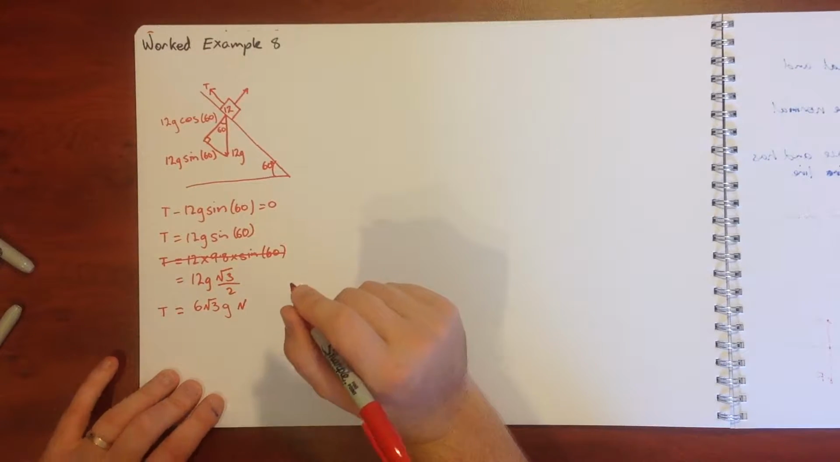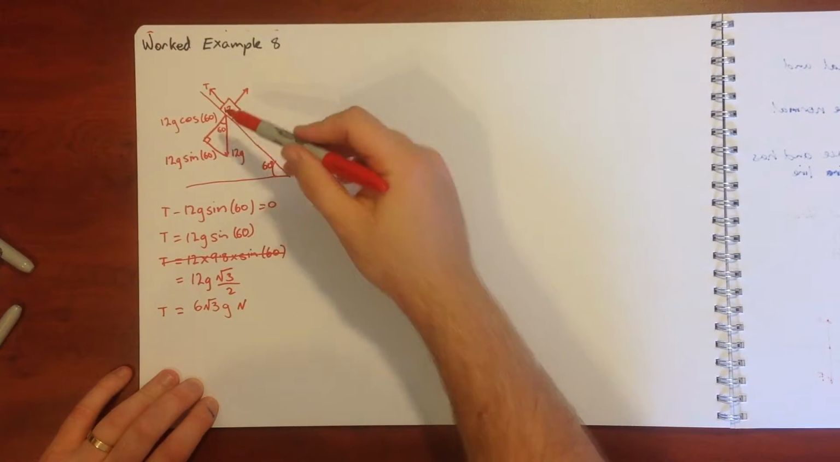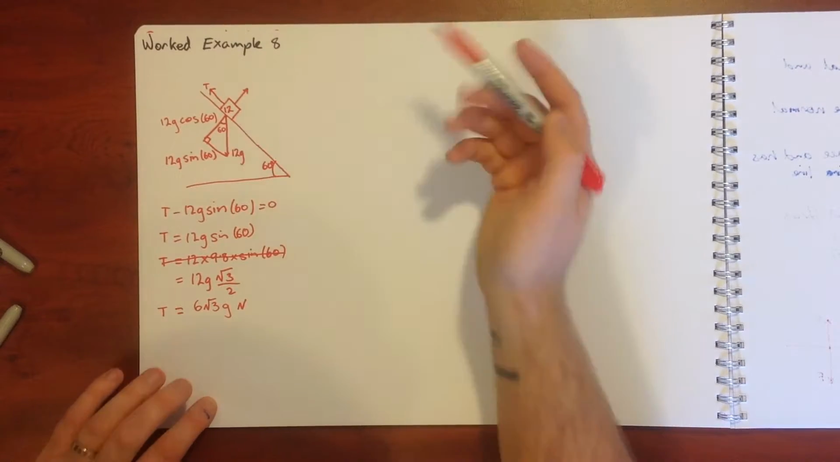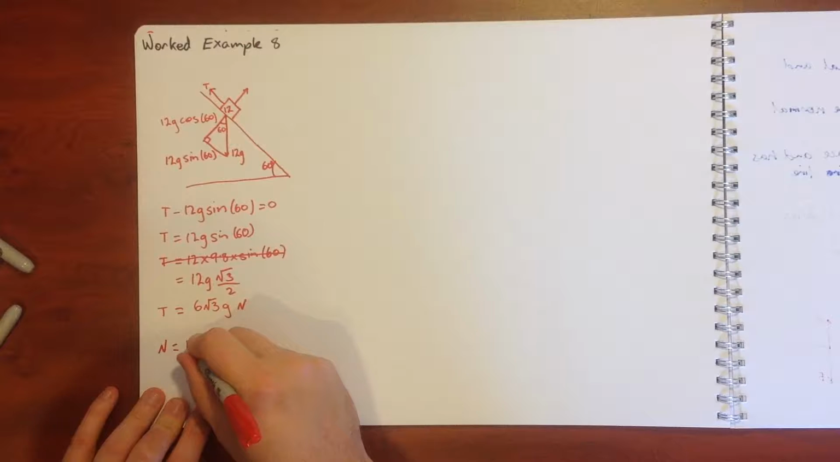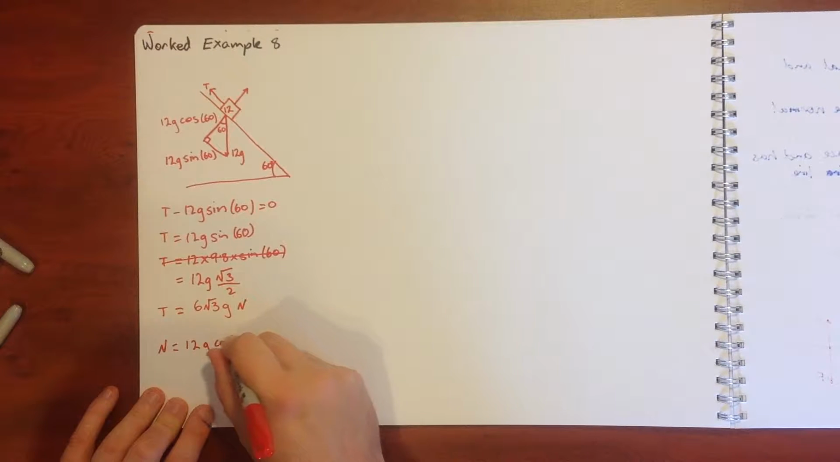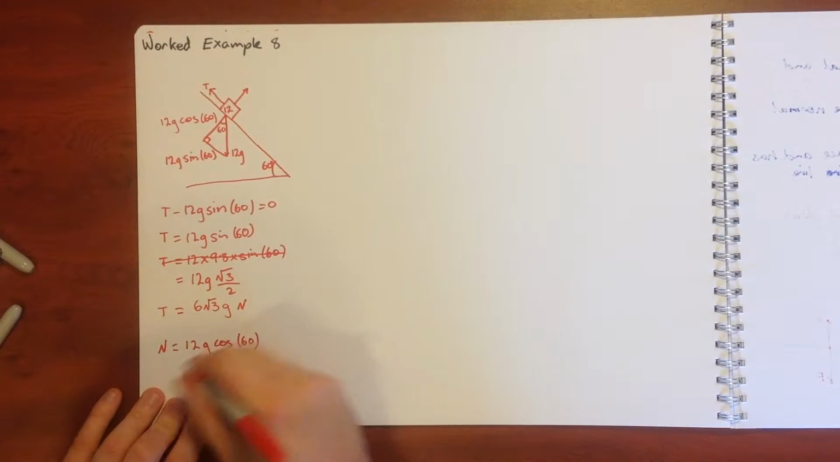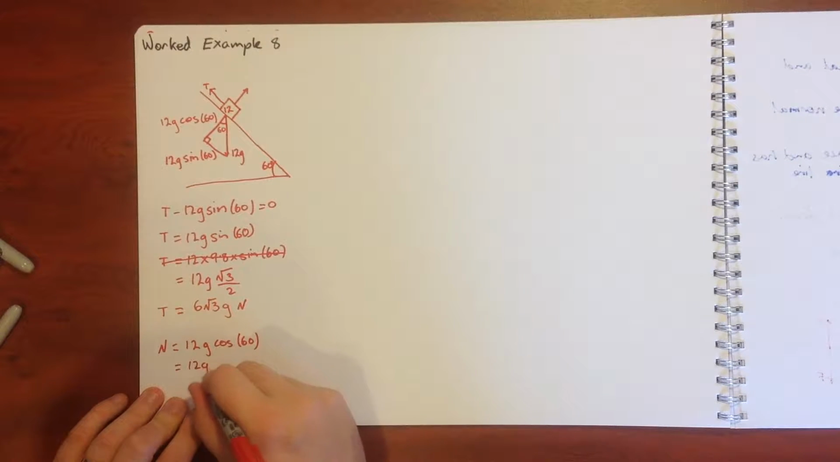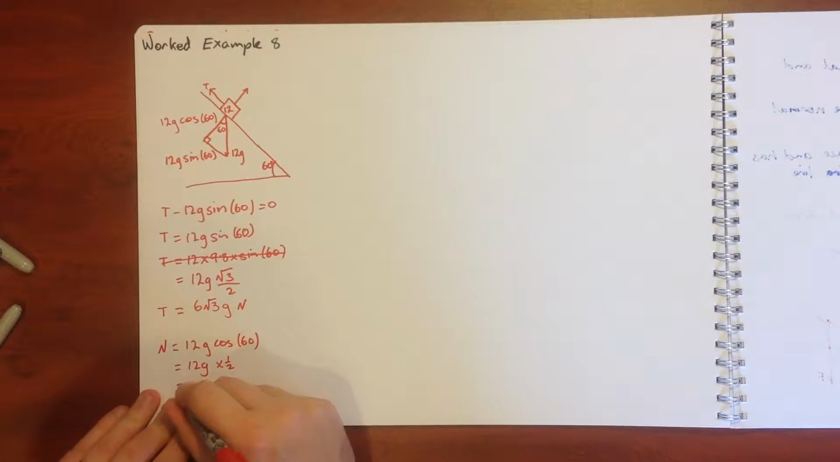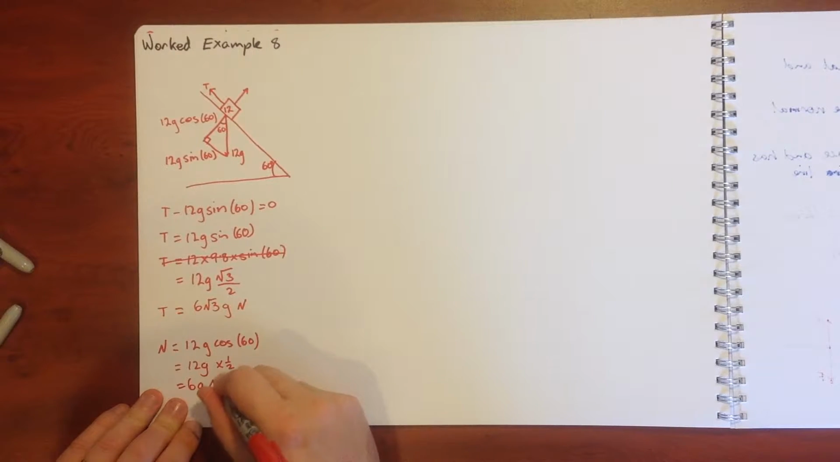We also need to find the reaction force, which is this bit here. Our N value is just going to be equal to 12g cos of 60. Cos of 60 is a half, so we have 12g times a half, so we're going to get 6g newtons.